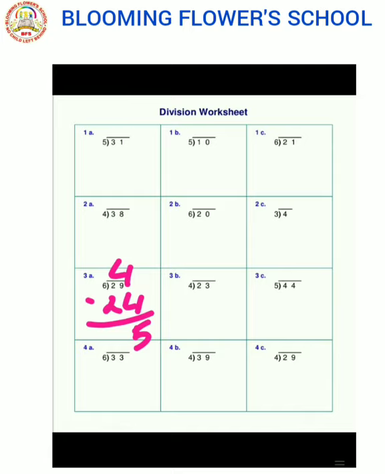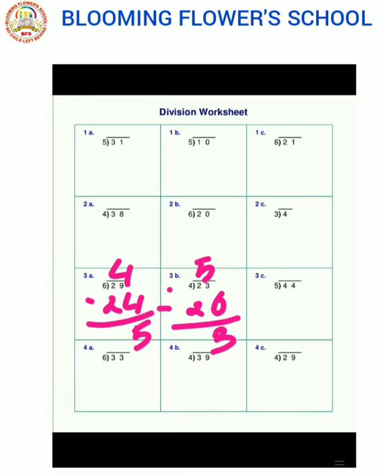Okay. Now next one, 23. If divided by 4, what should be the answer? 4 ones are 4, 4 twos are 8, 4 threes are 12, 4 fours are 16, 4 fives are 20, 4 sixes are 24. So 24 is more than 23, so we need to go for 4 fives are 20. So from 23, if 20 is subtracted, the answer is 3. So the quotient is 5, the remainder is 3.